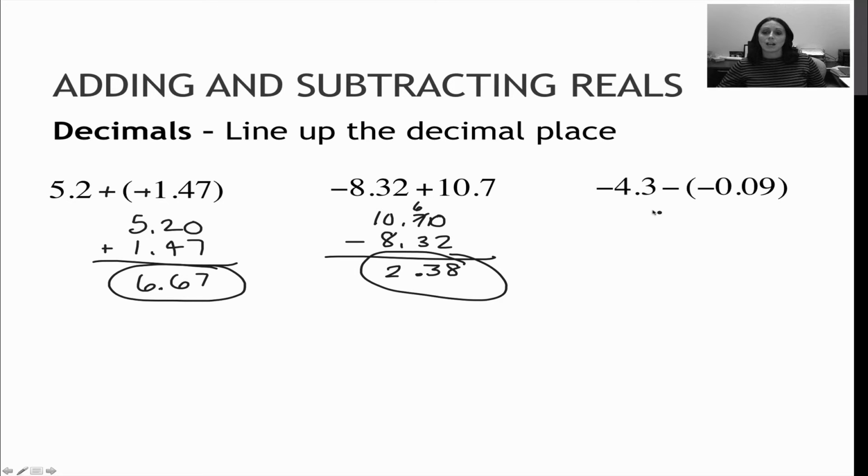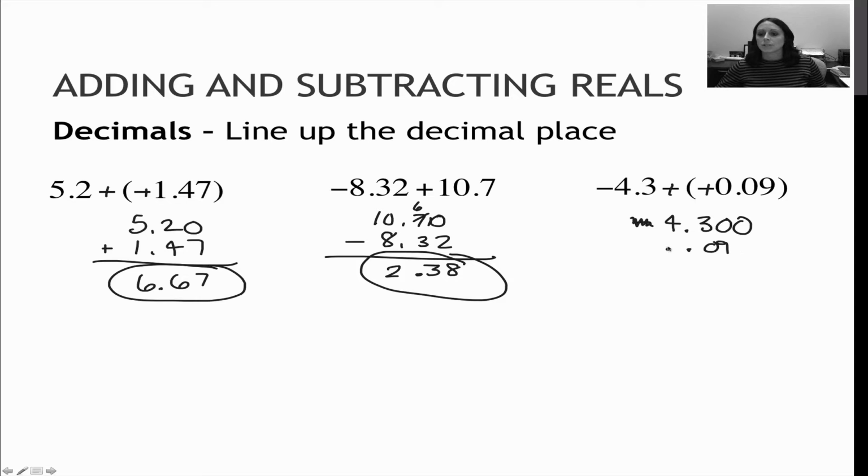My last one here, I have a negative, and then minus a negative. Remember, whenever we have minus, we're going to keep flip change. So now I've got different signs. I'm going to find the difference. So when I subtract, remember, I'm not going to worry about the negative. I'm going to keep that bigger number on the top.